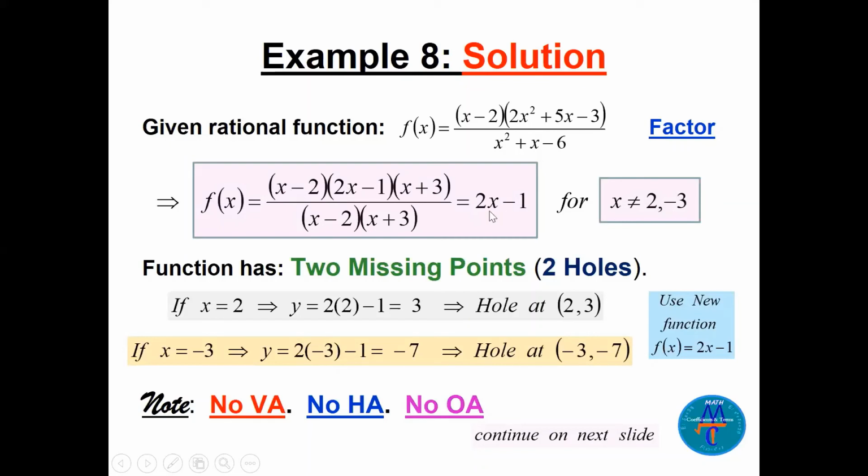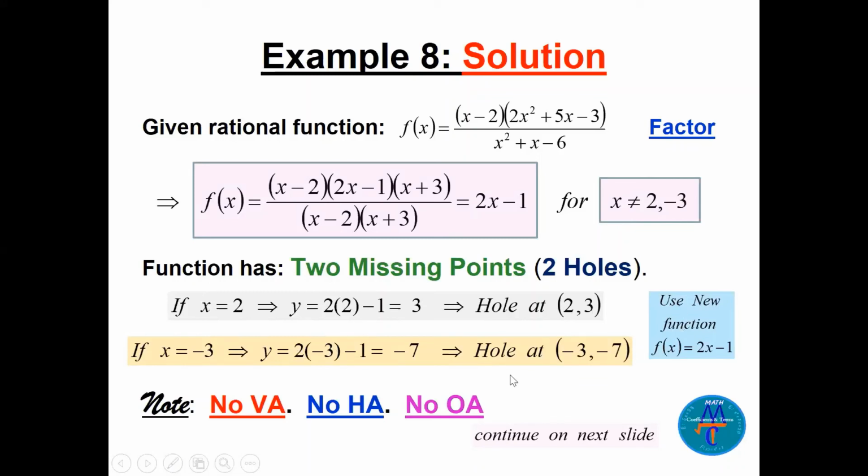Now the new function is 2x minus 1, which is a straight line. See, the function has 2 missing points or 2 holes. Let's take x equal 2 in the new function and find the y. It will be 3. So the hole is at 2, 3. Let's take minus 3 for the x. Put it in the function. See, 2 times minus 3 minus 1 becomes minus 7. So the hole is at minus 3, minus 7.